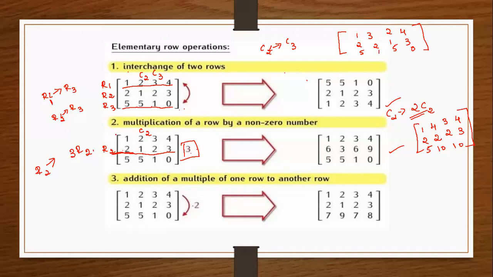Yes, you can multiply, Satvik, but you have to mention 3 to 3. You are transforming row 1, R1 to 3 into R1, R2 to 3 into R2, R3 to 3 into R3. You need to mention that. Okay, Satvik. Got it, right? You can multiply. And next, addition. Yes, okay. Addition of a multiple of one row to another row.